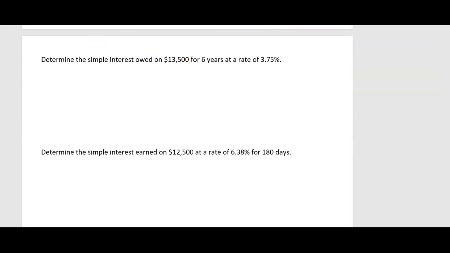All right, again, we're going to start off simple. Determine the simple interest on a $13,500 loan for 6 years, and we have our rate of 3.75%. Now I'm going to go ahead and move that decimal 2 times to the left to give me 0.0375. I also have it in years, so I don't have to worry about any kind of conversion.